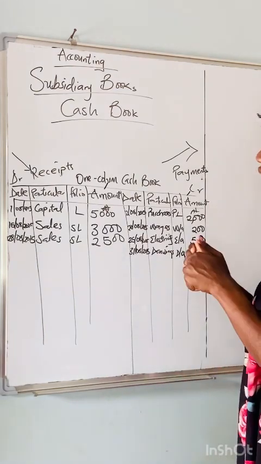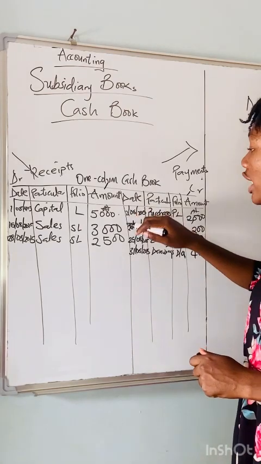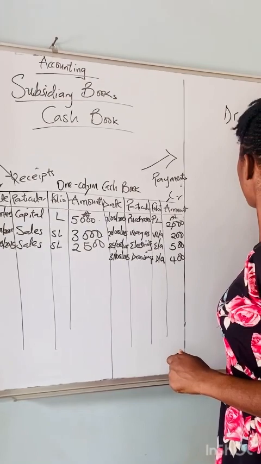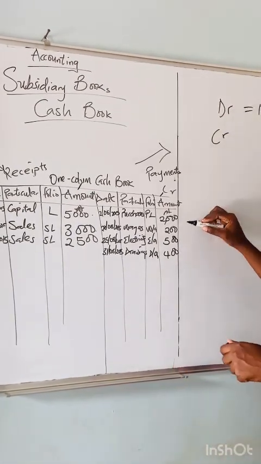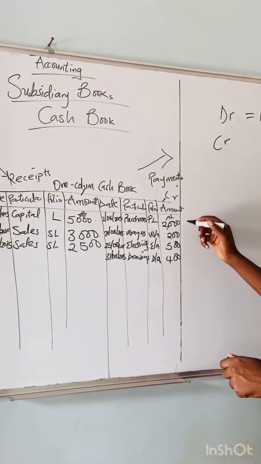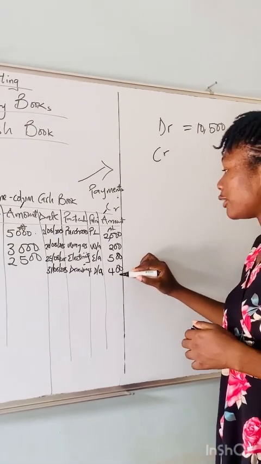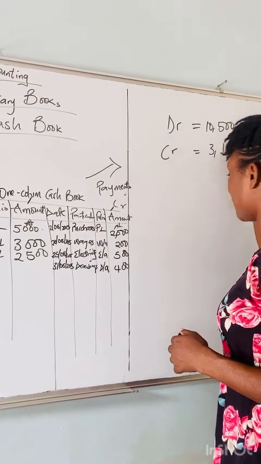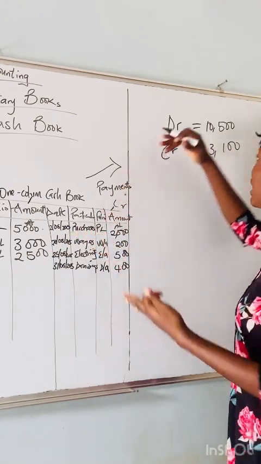So we're going to be totaling this. We'll be using this side. For the debit side, we'll be totaling 1, 2, 3, and then we'll be having 10,500 naira. For our credit side, we'll be totaling this, okay? All this 2,200, 500, and then 400. So we'll be having 3,100. All right. So this is our credit total, this is our debit total.